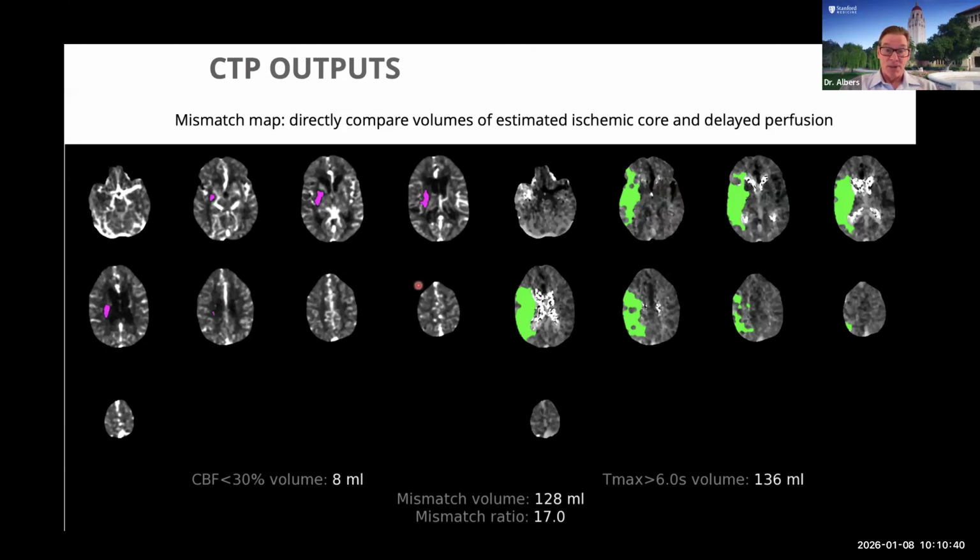On the mismatch map, we're going to have an area where we look at the delay in the arrival of contrast.